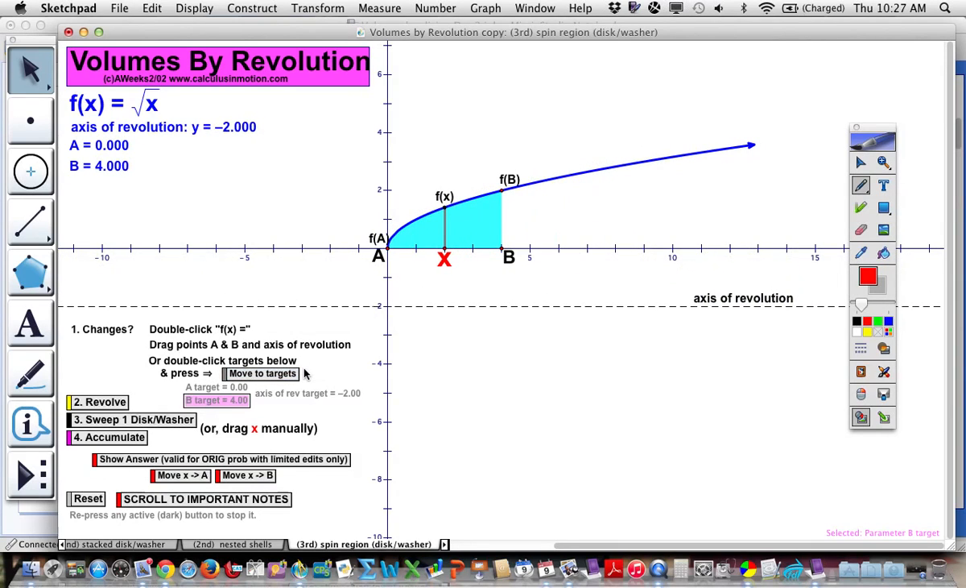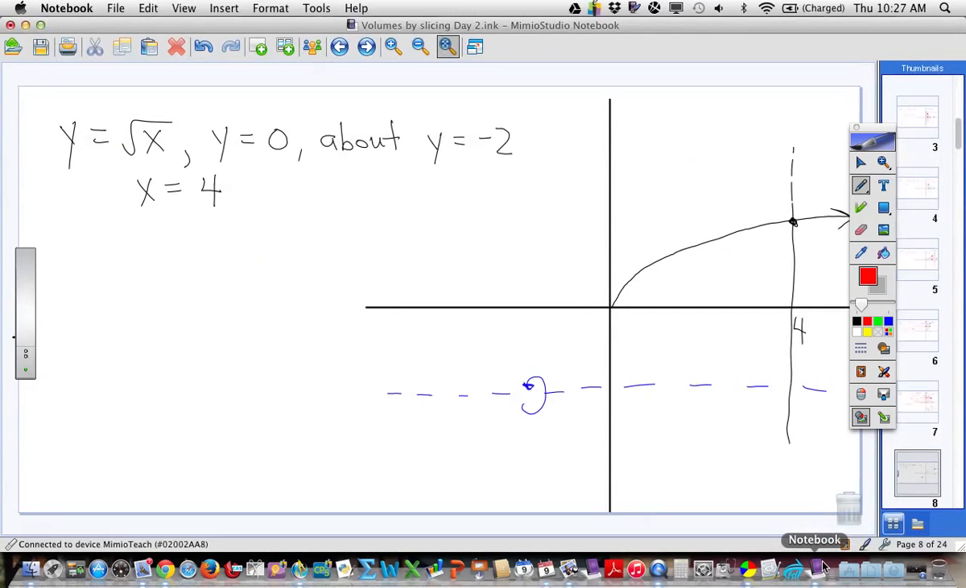All right. So here would be the directions for this problem. Okay, the directions for this problem would be, well, it would say something like this. The following region is bounded by y equals square root of x, y equals 0, and x equals 4. Okay, those three things right here.